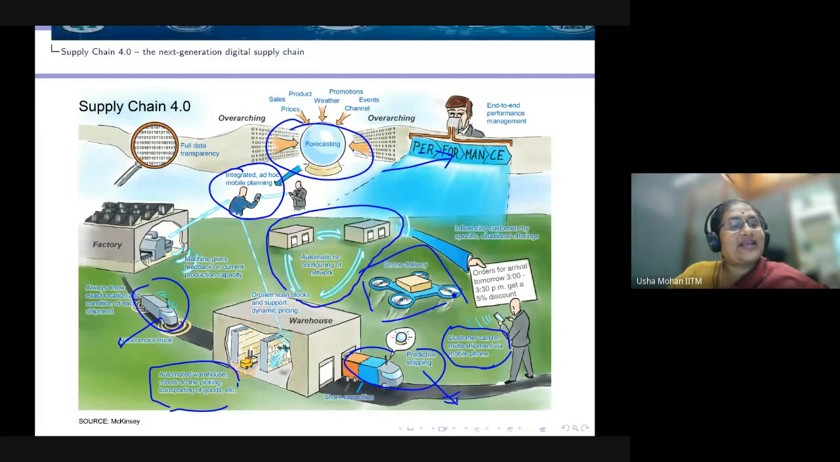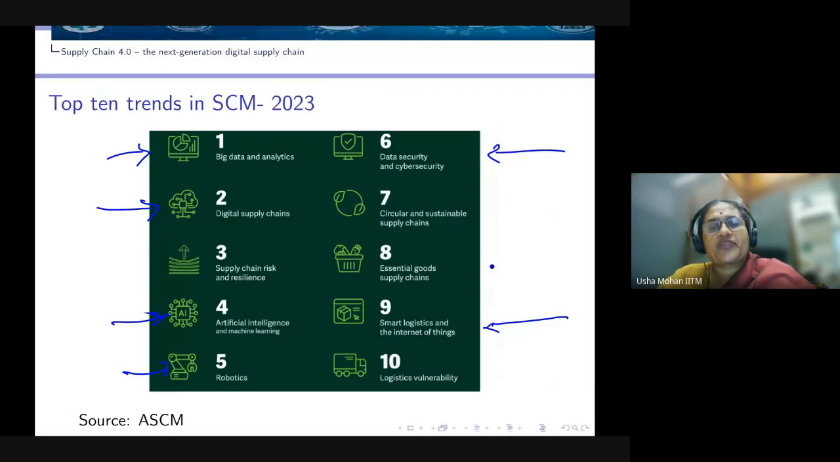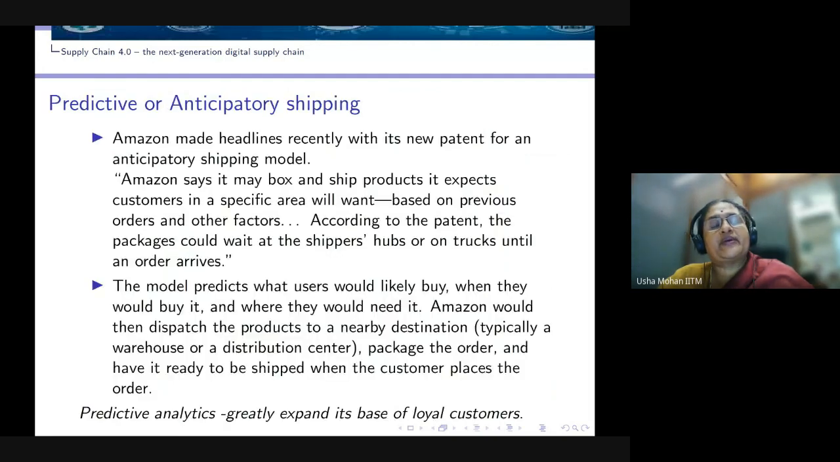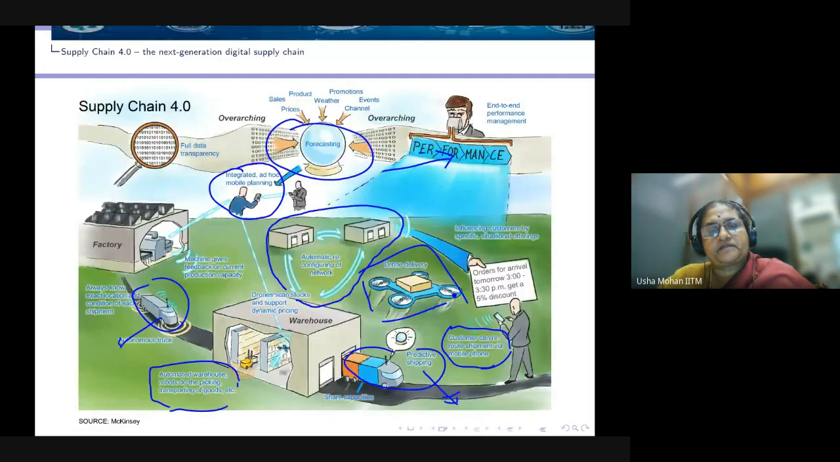So now let's look at what predictive shipping is. Can anybody guess what predictive shipping is, please? Any guesses? What do you understand by predictive shipping? By technology, I'm not only restricting myself to technology, we also have big data analytics playing a huge role. So what do you think is predictive shipping or anticipatory shipping?